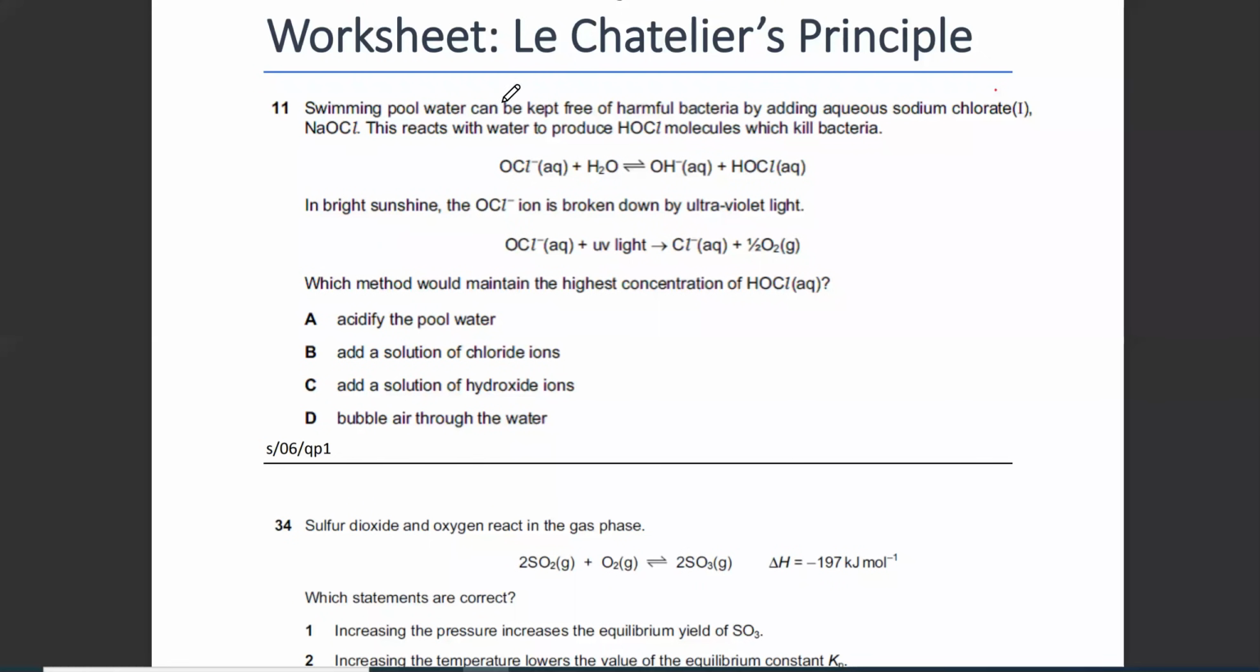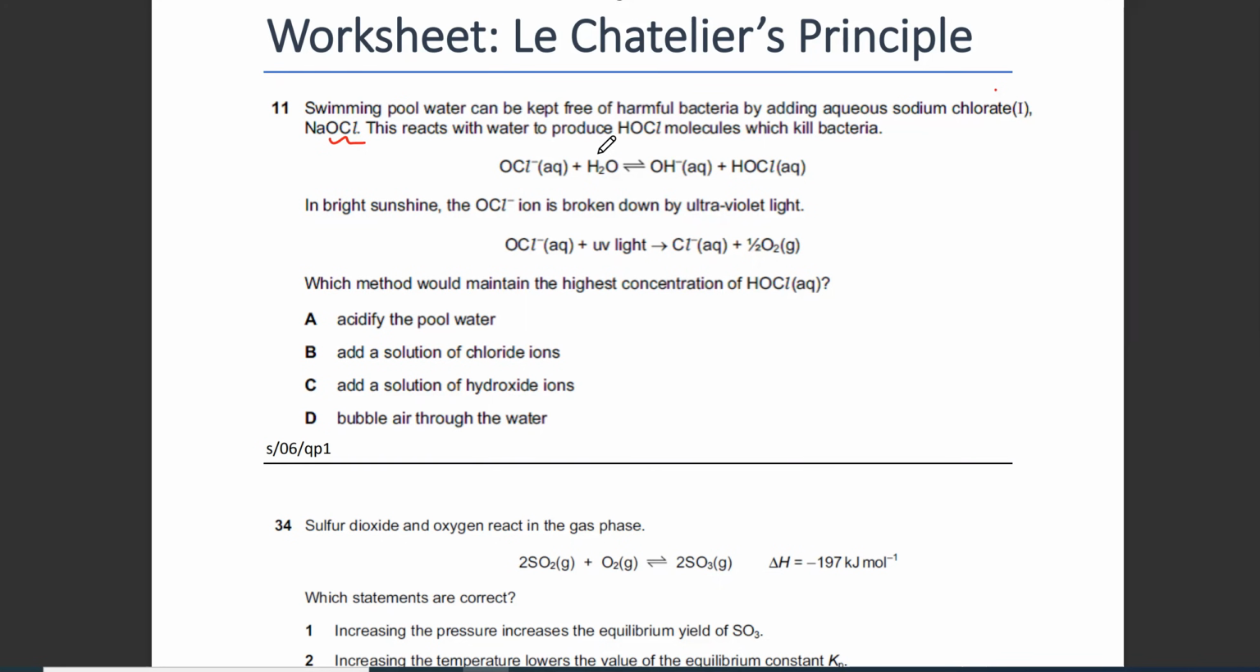There's a swimming pool, and water can be kept free of harmful bacteria by adding sodium hypochlorite, NaOCl. So it probably contains OCl minus 1 ions. Remember, group 1 salts are very soluble, so they always dissociate. NaOCl in water, the Na ions and OCl minus 1 ions would be separate. This reacts with water to produce HOCl molecules, which are seen over here. So this is a reversible reaction.